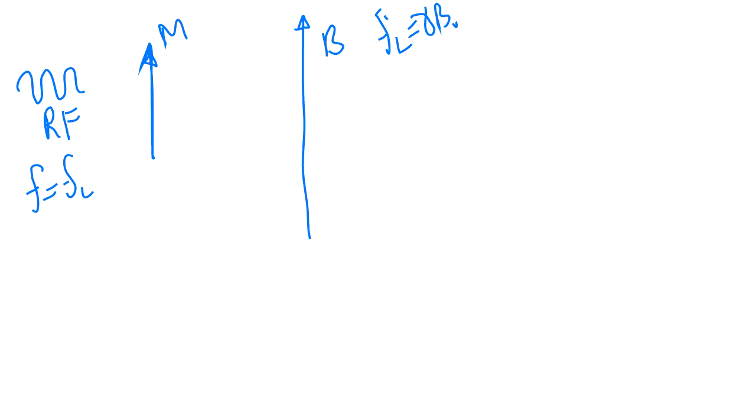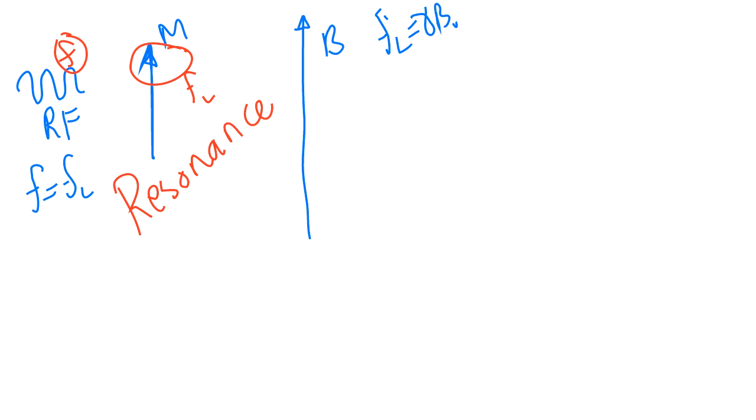Once I do that, the frequency of this guy, which is the Larmor frequency, is the same as the frequency of this wave. That means I have something called a resonance condition. You should write this down. This is a resonance condition. When these two are equal, I have a resonance condition.